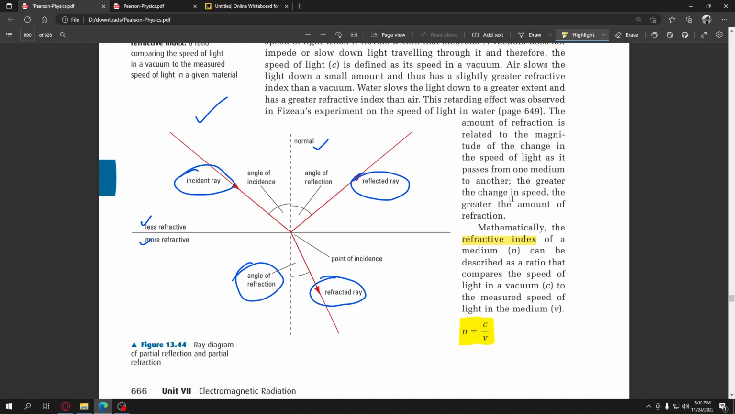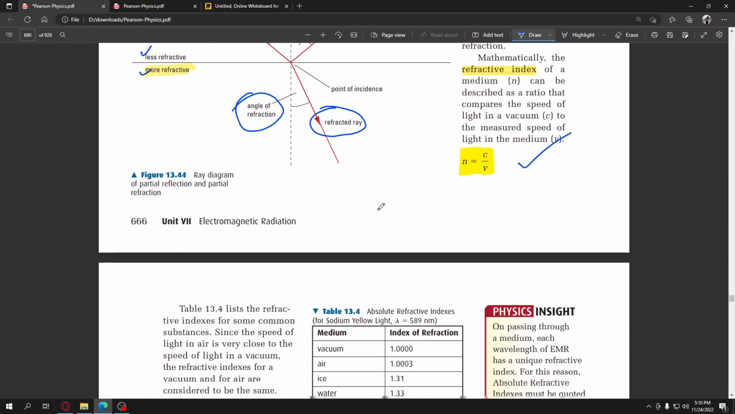It can be calculated using this formula, where n, the refractive index, is equal to c by v. c is the speed of light in a vacuum, and v is the speed of light in the medium itself. Which medium? The more refractive medium, the one where the refracted ray is actually going through. So that's how you do the refraction calculation.